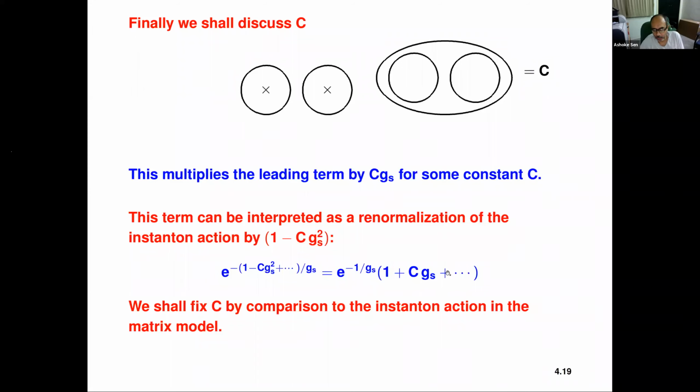So what we'll try to do is to fix C by comparing this to the instanton action in the matrix model. Okay, because we know that this answer should match. Well, we'll see whether this should match the matrix model answer or not, but let's just go ahead and see what we get.